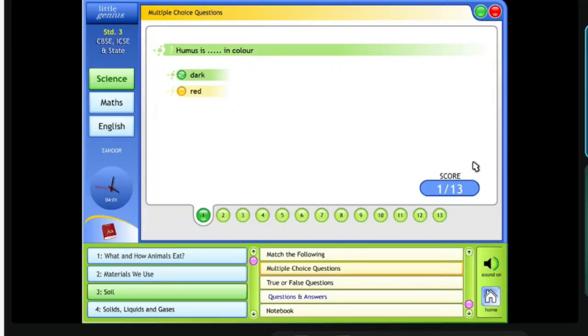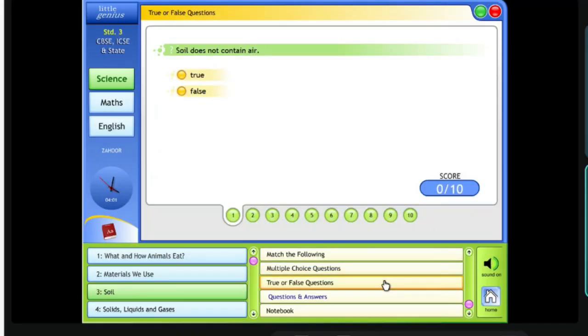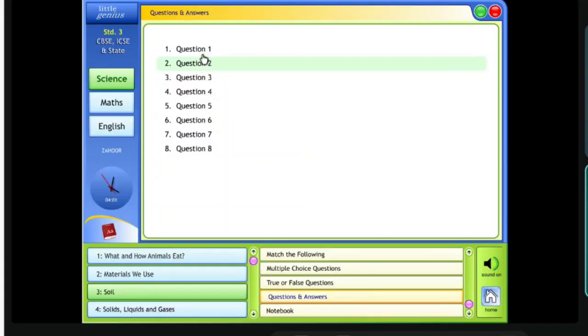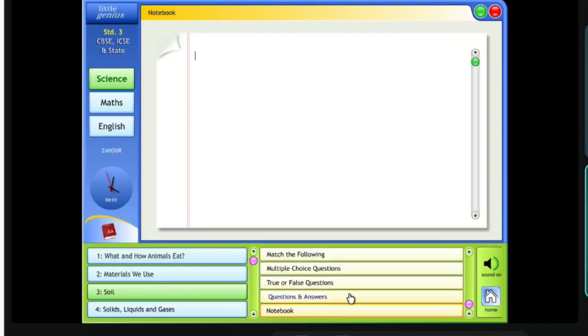What is the notebook, sir? Is it the notebook? I will show you. So then true or false questions. True or false. Then questions and answers. They can see the question and answers. Notebook means whatever earlier we have seen in the kids section.